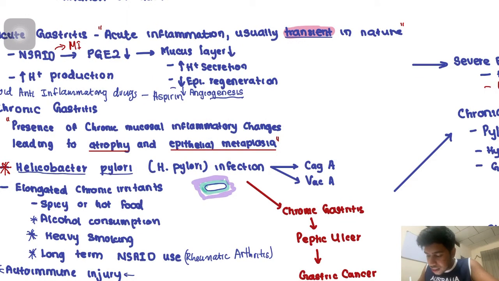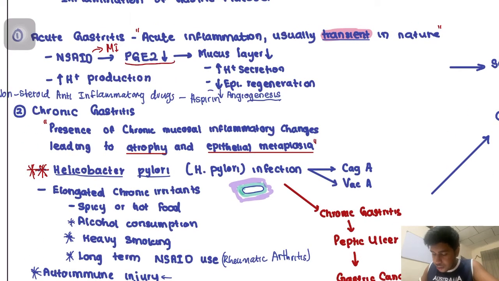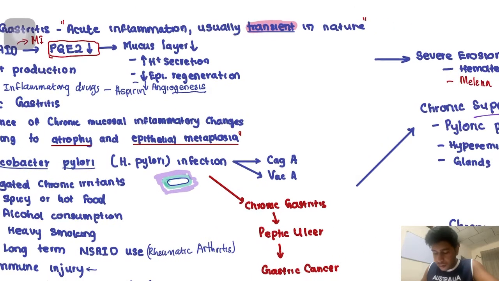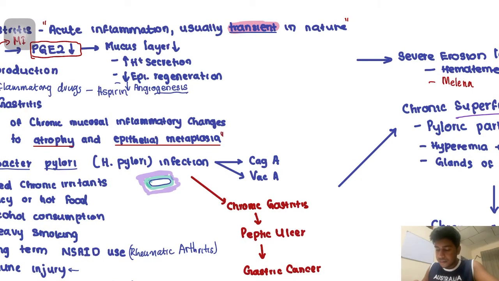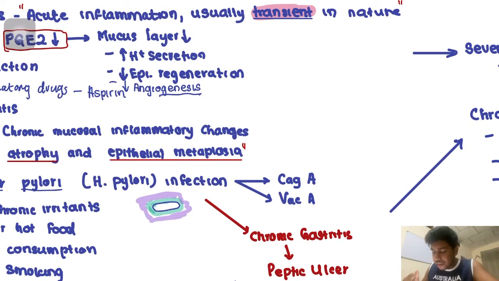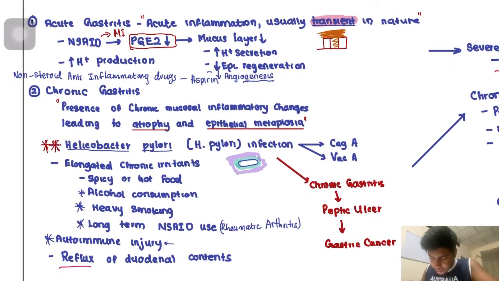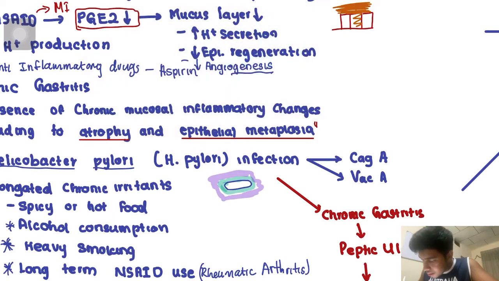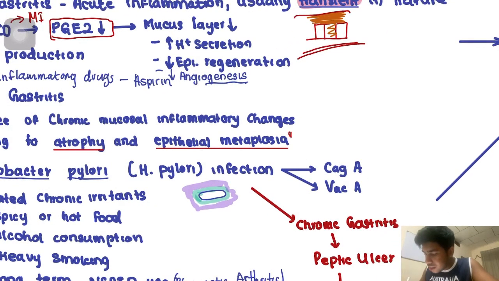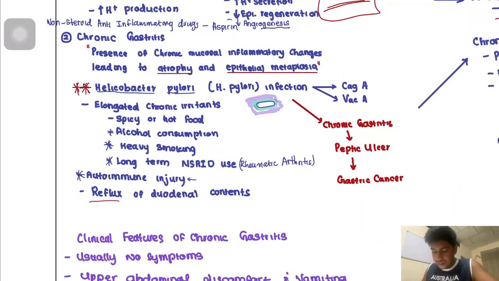Why? The mucus layer decreases. This is due to a decrease in PGE2. So the mucus layer decreases, the H plus secretion increases, and the epithelial regeneration decreases. This mucus layer has gone down. Now the acid can easily penetrate this, and there's increased H plus secretion, and any dead cells are not being replaced as fast as they used to. Also, angiogenesis is decreased. So this region's regeneration is low, basically.